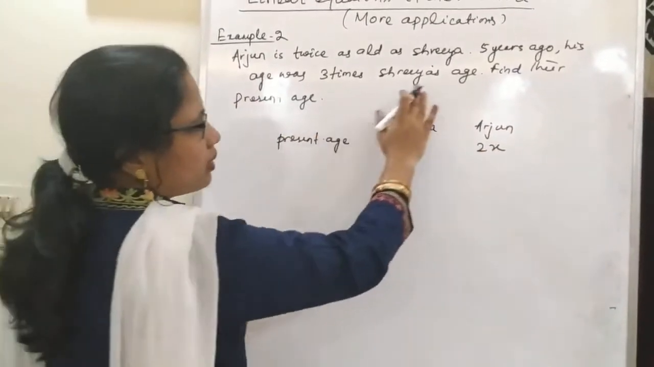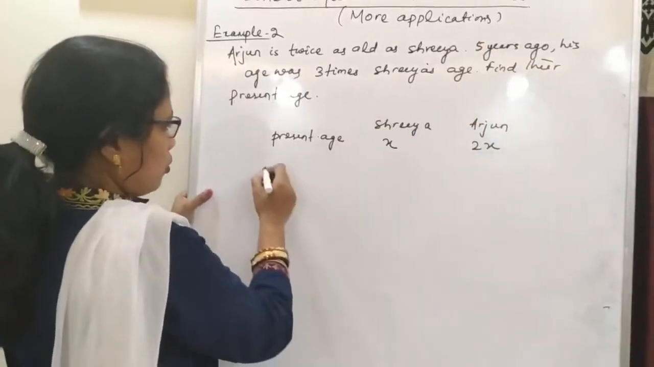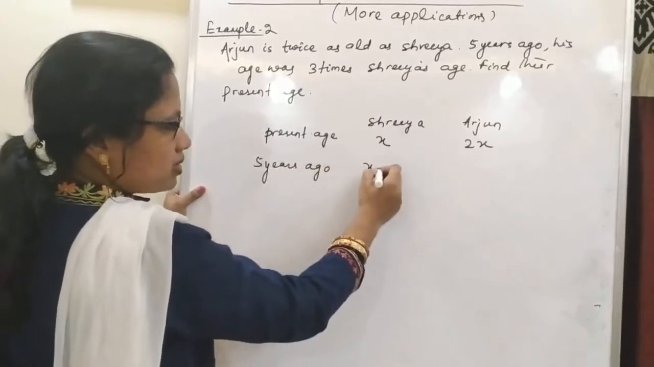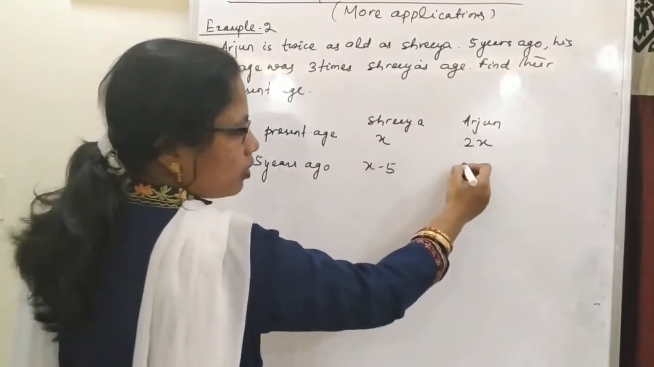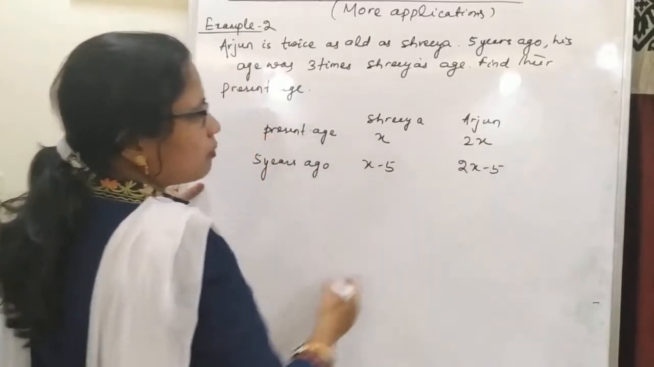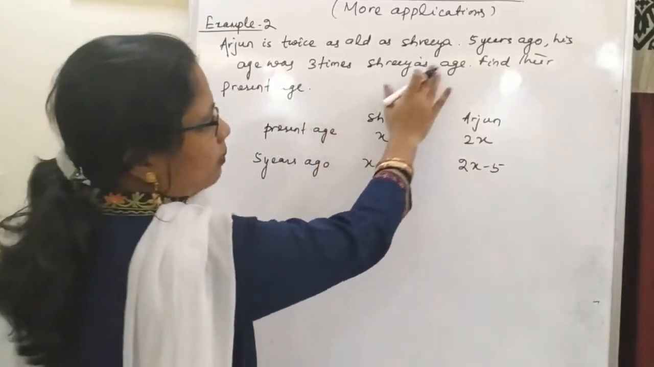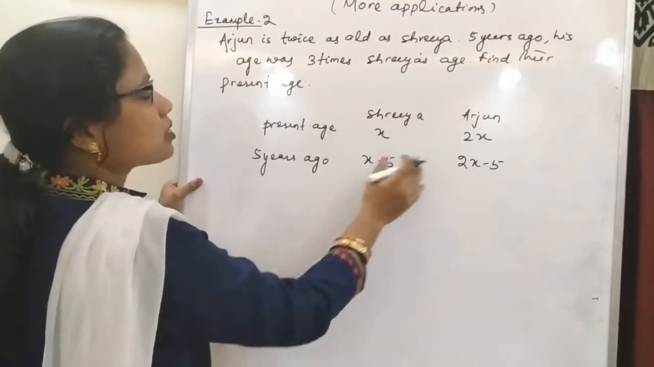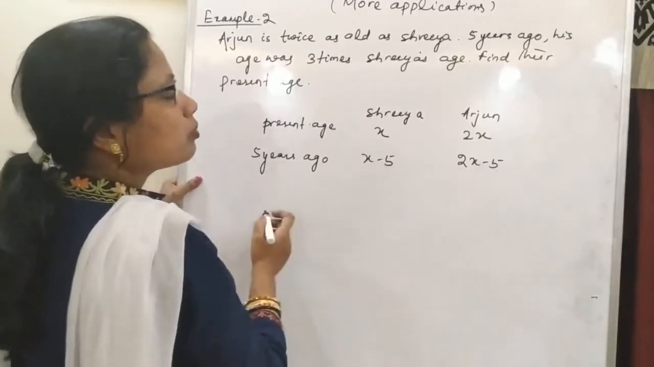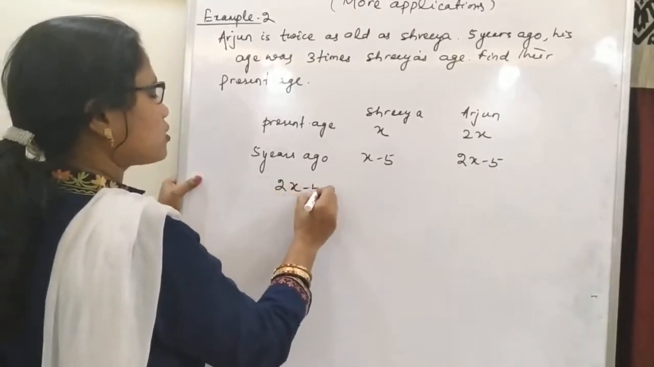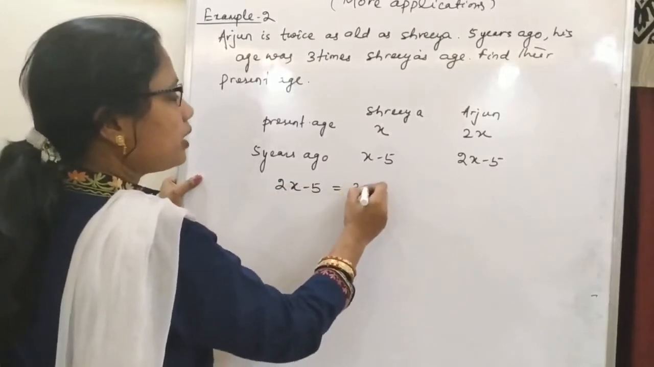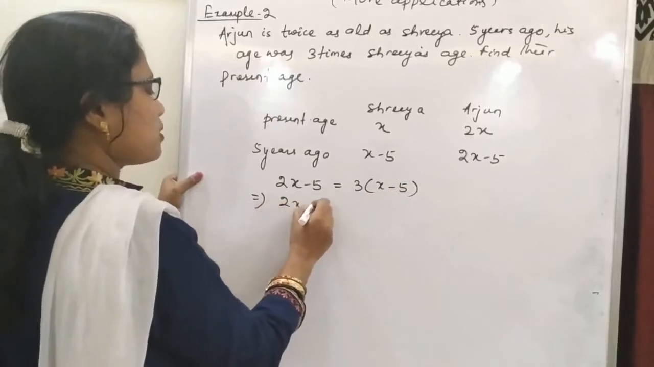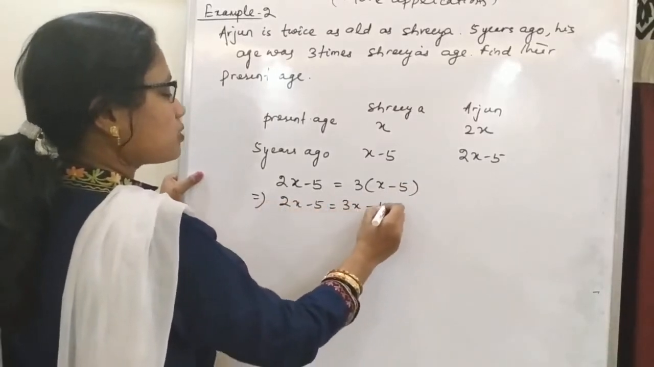In the next sentence it is written 5 years ago. 5 years ago, what will be Shriya's age? x minus 5. What will be Arjun's age? 2x minus 5. It was given that 5 years ago Arjun's age was 3 times Shriya's age. That means 2x minus 5 is equal to 3 times Shriya's age, x minus 5. So this implies 2x minus 5 is equal to 3x minus 15.